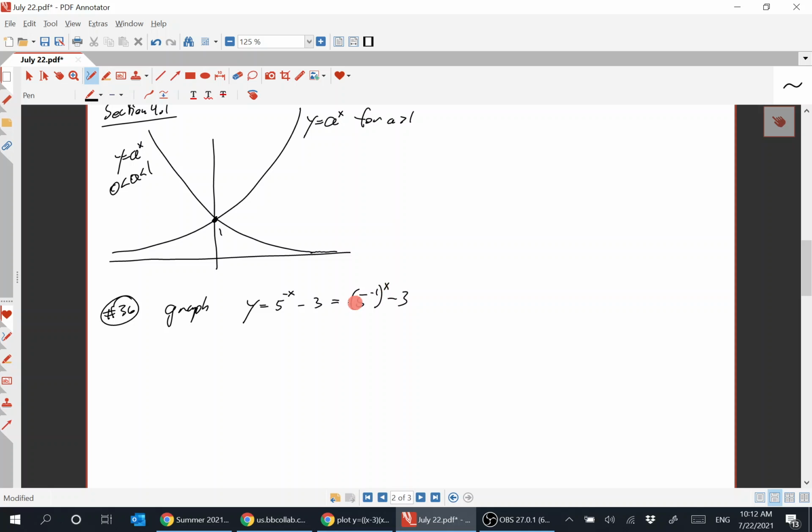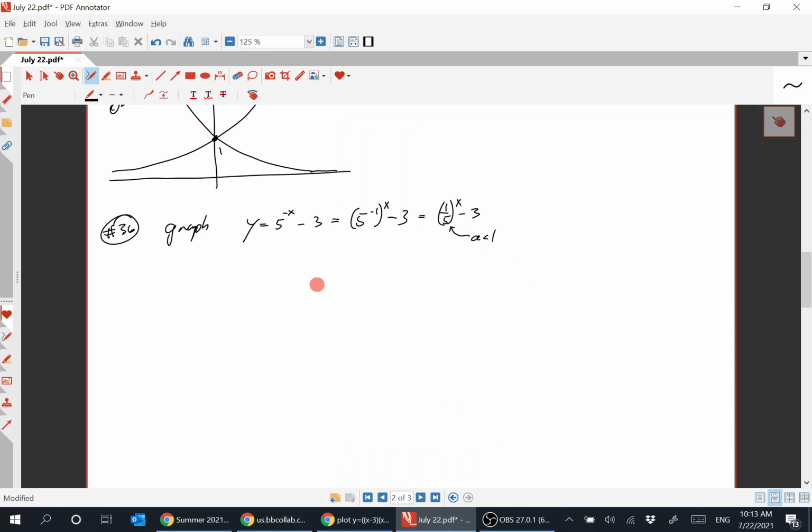Okay, so I'm sort of undoing the multiplication here. 5 to the negative 1, of course, is 1/5. So now instead of 5 to the negative x, it's just 1/5 to the positive x. So this gives me the exponential function with a less than 1, and then we subtract 3 from it.